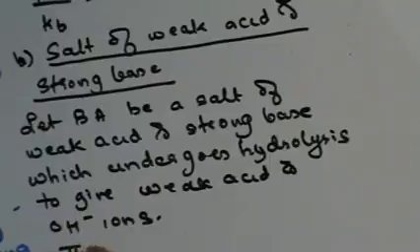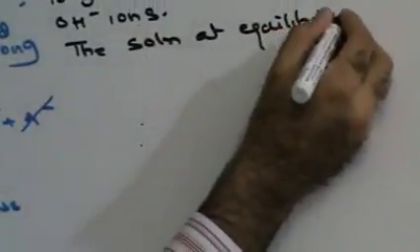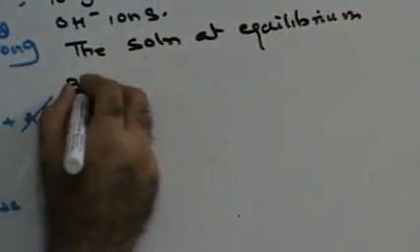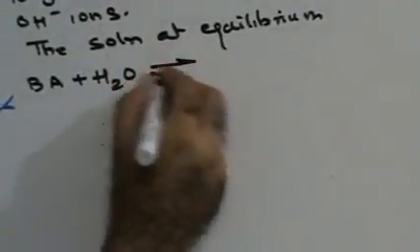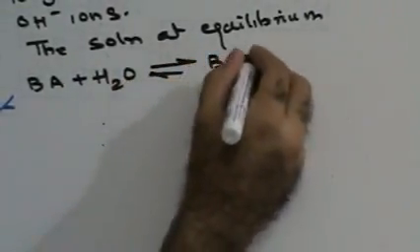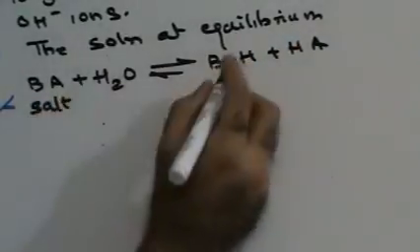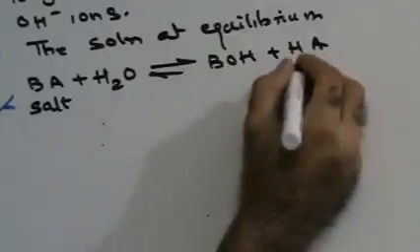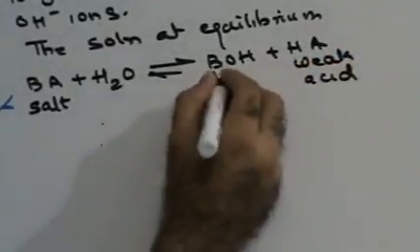I can say that the solution at equilibrium will be BA hydrolyzes reversibly to give you BOH plus HA. This is your salt. This is weak acid and this is strong base.